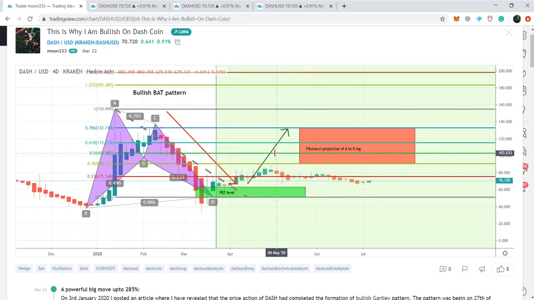So this was the update so far on the price action of Dashcoin. If I have more updates, I'll definitely share them with you.